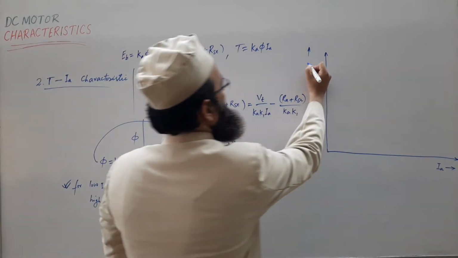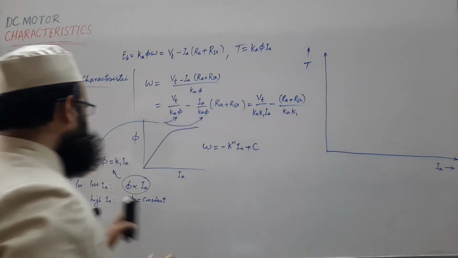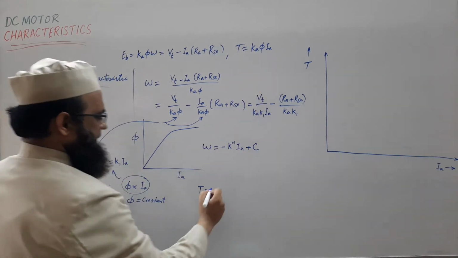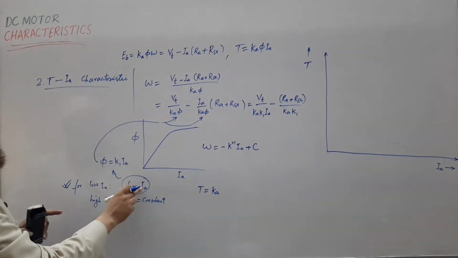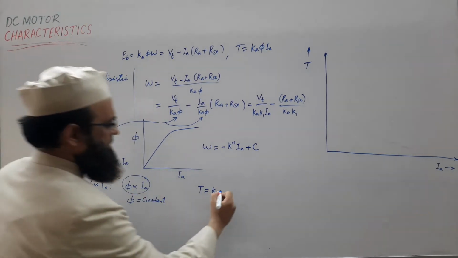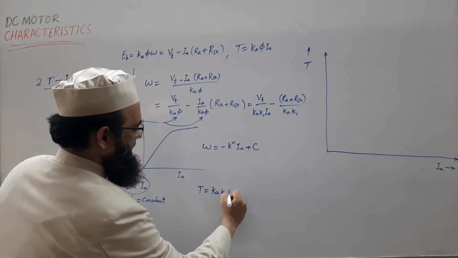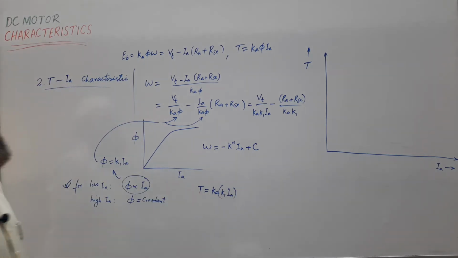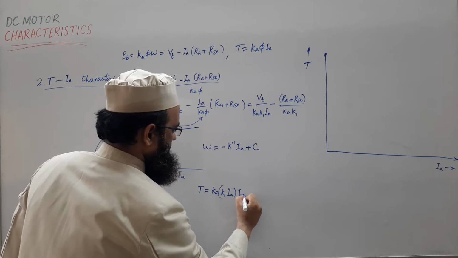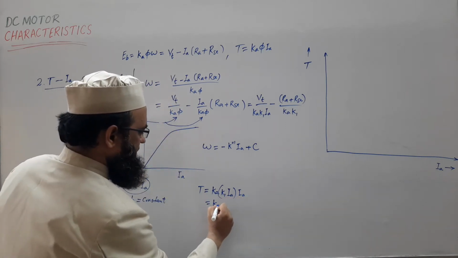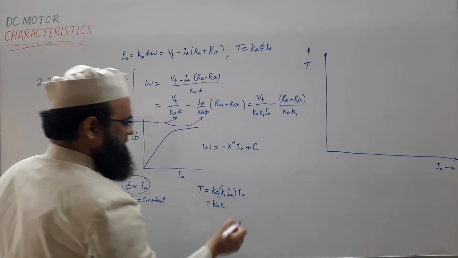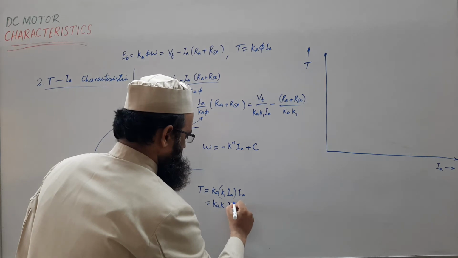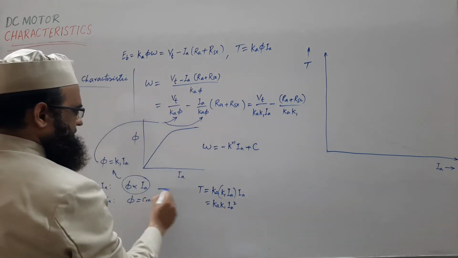So, write torque here, and for a lower value of Ia, we may write the same torque equation as Ka, and put phi as K1 Ia. In place of phi, we have written K1 Ia, and Ia is again there. So this becomes some constant, Ka K1, product of two constants again a constant, times Ia square for a low value of Ia.